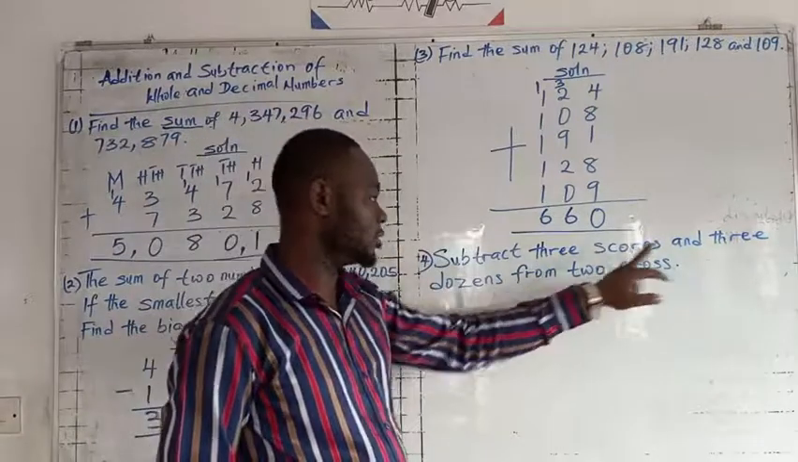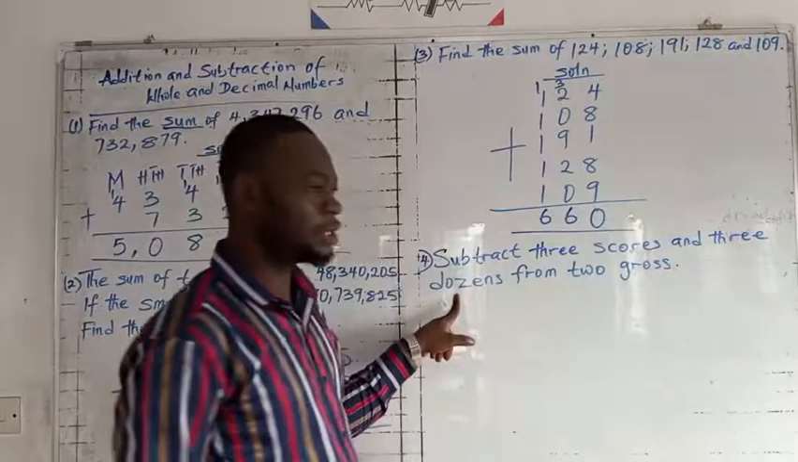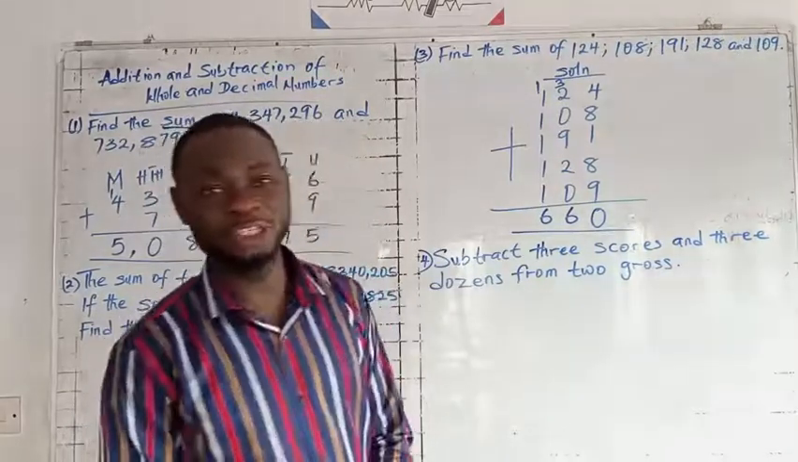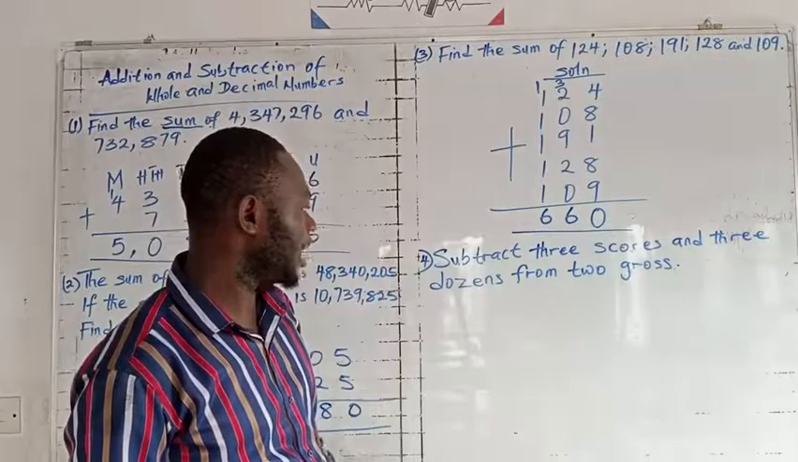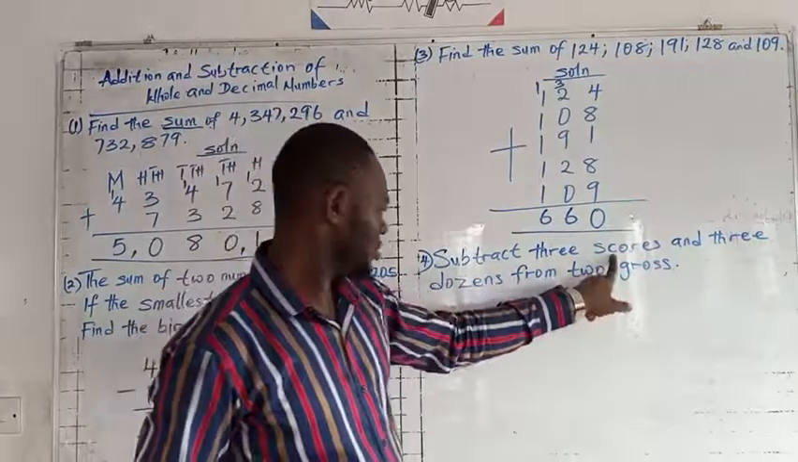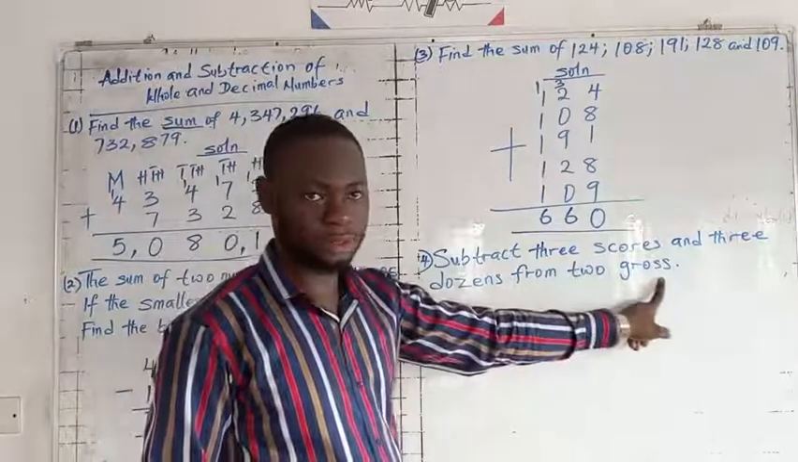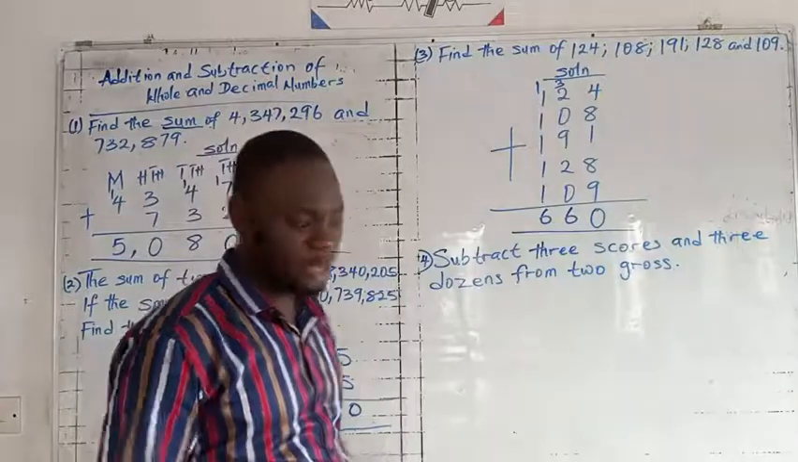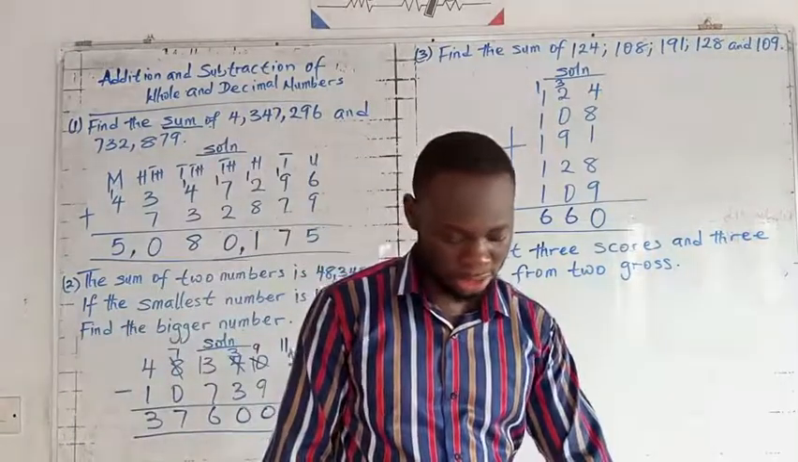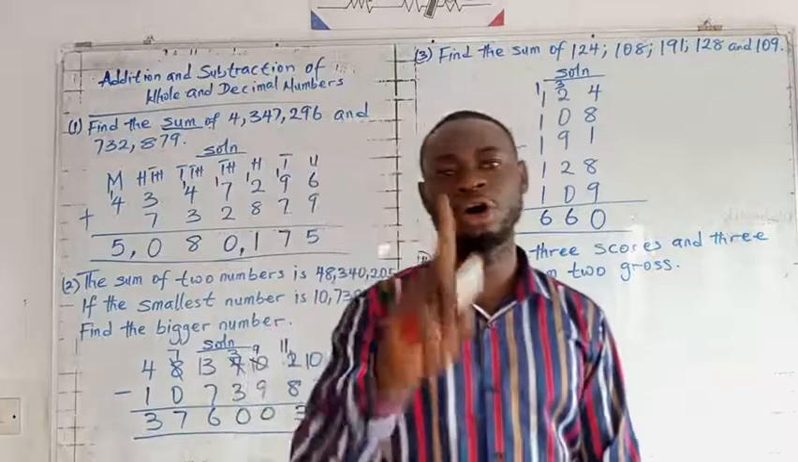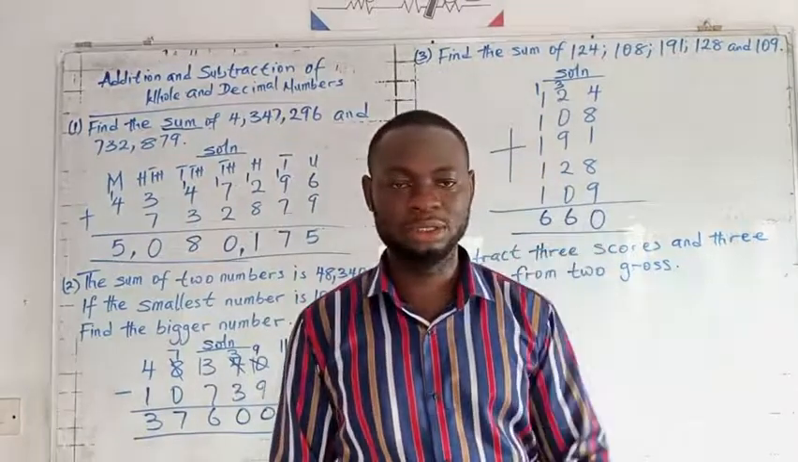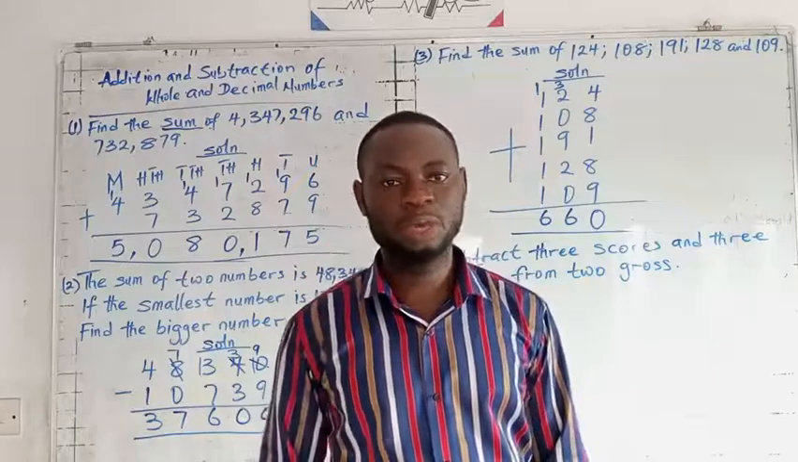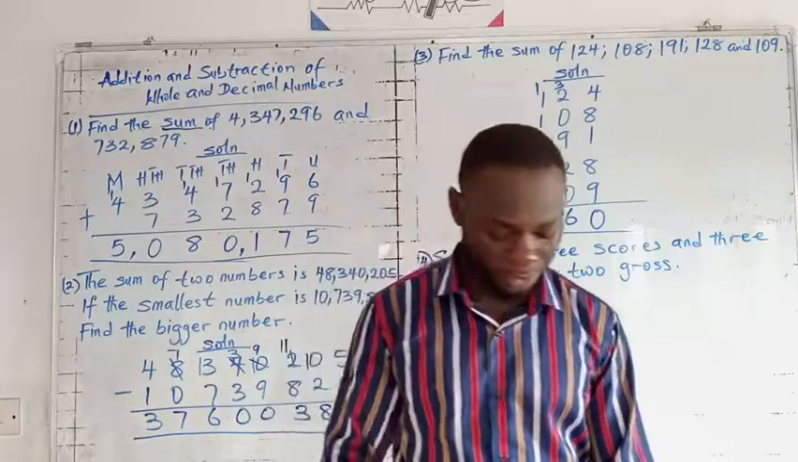Subtract 3 scores and 3 dozens from 2 gross. So the first question we need to ask ourselves is, what are scores, dozens, and gross? These are words that represent numbers. What we need to know is that 1 score represents the number 20, 1 dozen represents the number 12, and 1 gross represents the number 144.